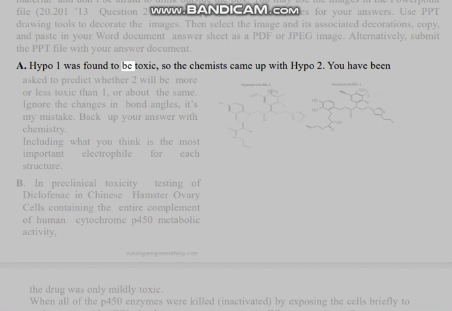Hypo 1 was found to be toxic, so the chemists came up with Hypo 2. You have been asked to predict whether 2 will be more or less toxic than 1, or about the same. Ignore the changes in bond angles, it's my mistake. Back up your answer with chemistry, including what you think is the most important electrophile for each structure.